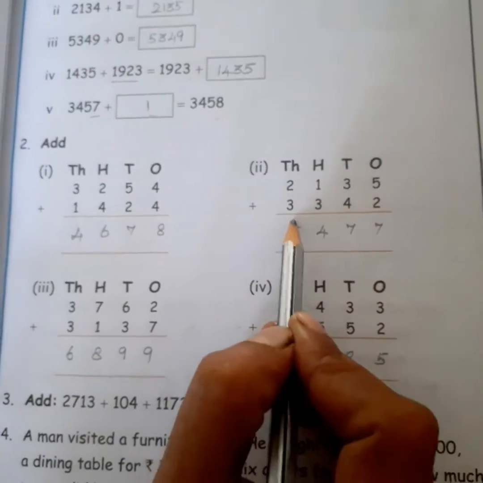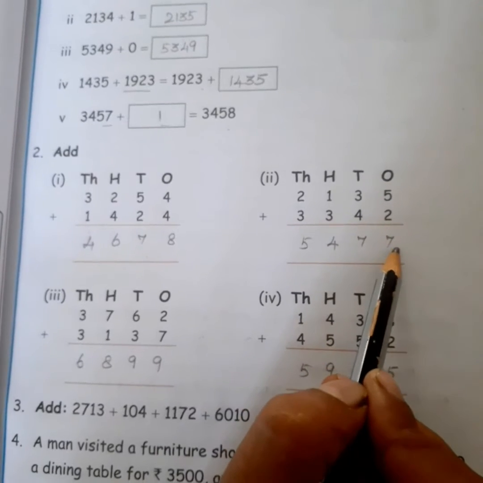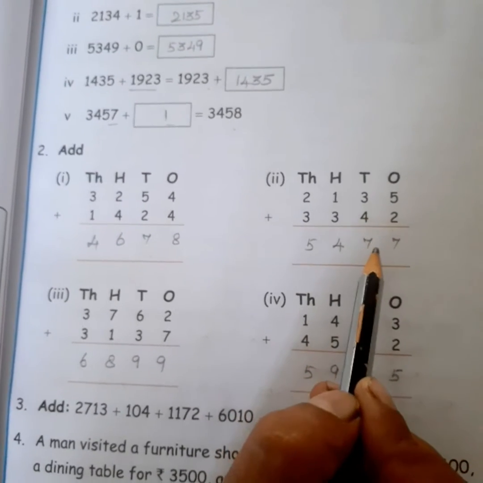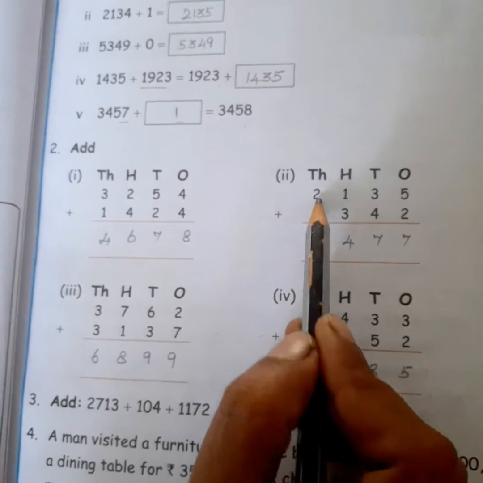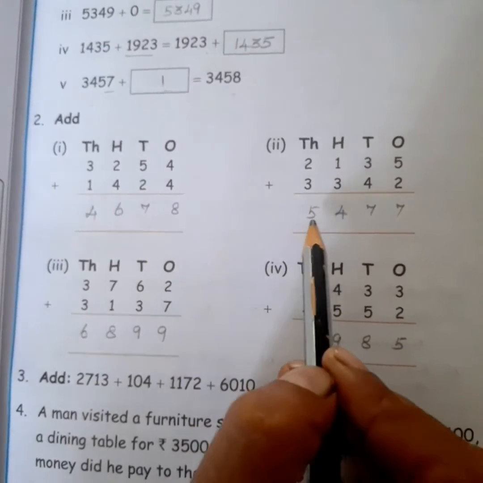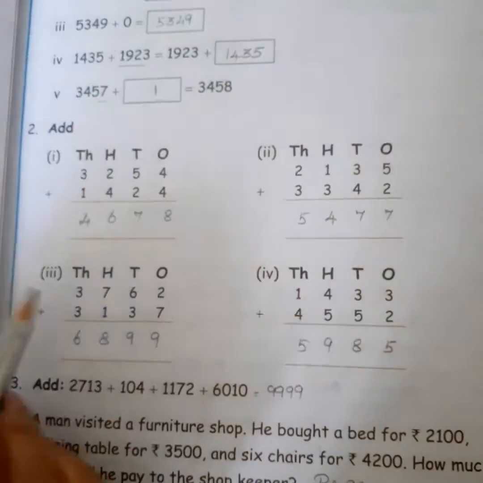2135 plus 3342. 5 plus 2 is equal to 7. 3 plus 4 is equal to 7. 1 plus 3 is equal to 4. 2 plus 3 is equal to 5. Answer 5477.